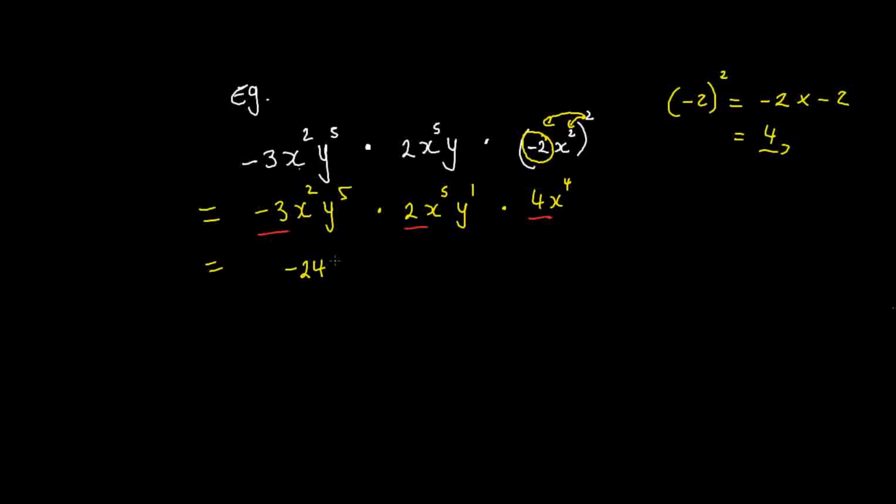And now I can take x raised to the power of 2 times x raised to the power of 5 times x raised to the power of 4. Because I'm multiplying and the bases are the same, I can add the exponents together. So it's going to be x raised to the power of 2 plus 5 plus 4 times y raised to the power of 5 plus 1. And that is equal to negative 24 x raised to the power, that is going to be 7 plus 4, that should be 11, and y raised to the power of 6, right? And that is my final answer. Okay, so please do not forget about your laws of exponents.